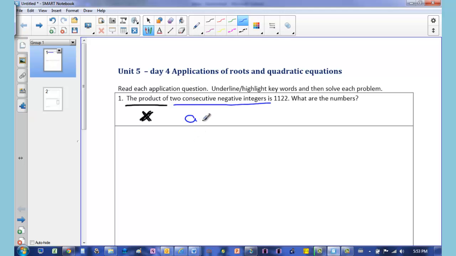So if one is a, the second integer, since it's consecutive to it, it means it's right after, it would be a plus 1. Now, what does the word is mean usually in equations? Is usually means equal. So let's see how we'll set up this entire problem. The product of these two numbers, which means a multiplied with a plus 1, is or equals 1122.